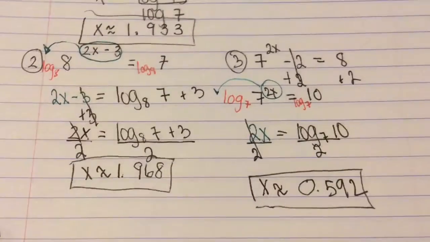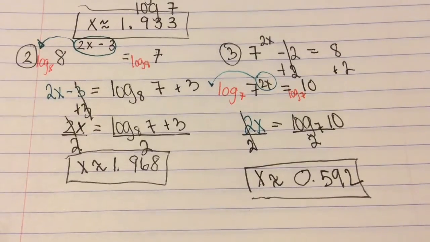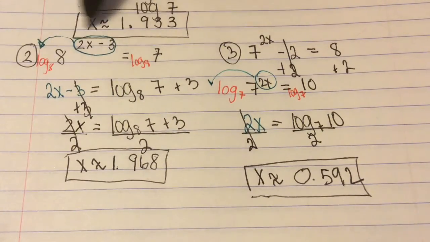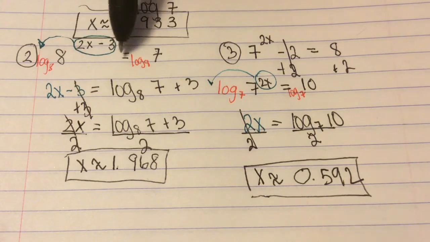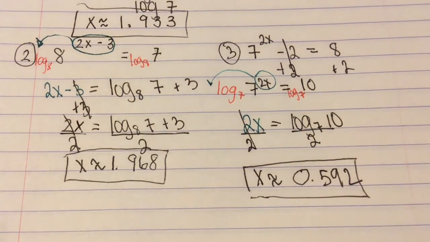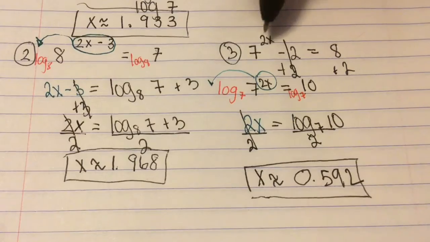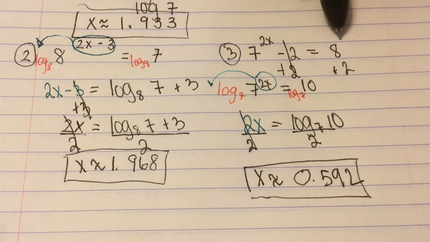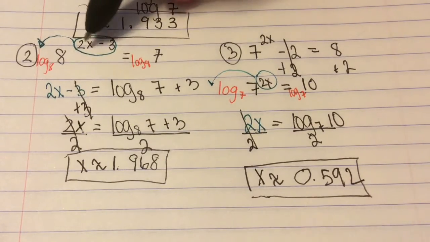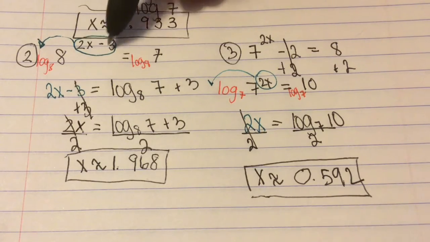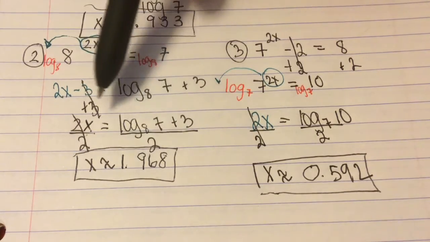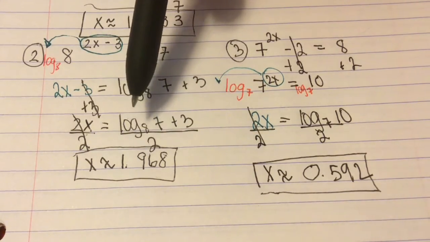So let's compare these two. Notice that in example 2, our exponential expression was isolated on the left-hand side of the equal sign. And in this third example, that exponential expression was not isolated. We had to isolate it first. We also had a little bit more going on in this exponent in this first example. So we had a little bit more going on when we were trying to put that in our calculator.